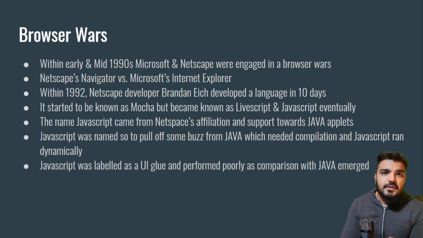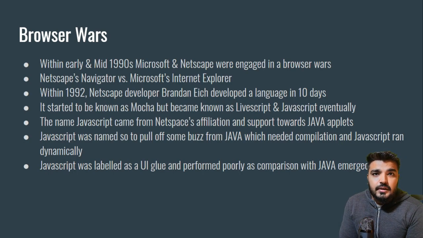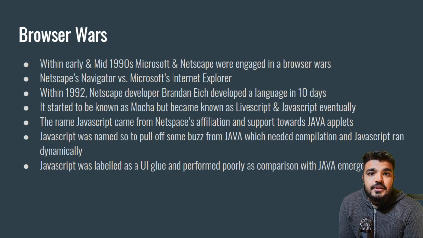When JavaScript came in, there were a lot of comparisons. Everyone started comparing JavaScript with Java. But what happens when you actually compare a very mature language like Java to a very premature language like JavaScript? Well, JavaScript failed miserably. And for years, it was just known as a UI glue.